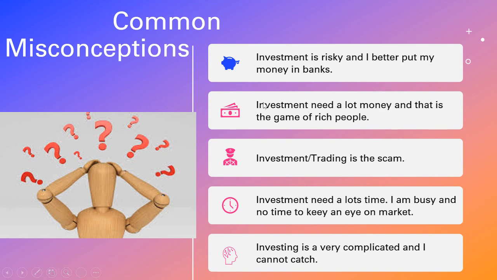The second thing is, they think investment needs a lot of money and is a game for the rich people. It's not true, because even now, you can buy a fractional share. Fractional share means what? You no need to buy one whole share. Let's say one share of Amazon is $2,600. You can actually buy 0.1 share, which means it's only about $260 of Amazon. Yeah, you can just buy a fractional share.